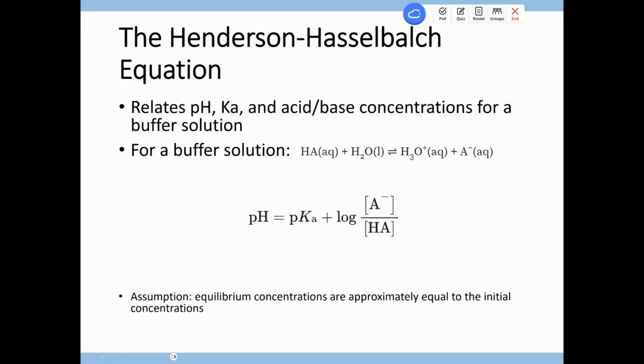So for a buffer solution made by adding a weak acid HA, adding that to water forms H3O plus and A minus. If you take the log of this ratio, conjugate base to the acid, and add the pKa of the acid HA, that will give you the pH of that buffer solution. And we're assuming that equilibrium concentrations are approximately equal to initial concentrations. This is what we showed in the previous 2 slides, that we can make this assumption for weak acids and bases in a buffer solution.